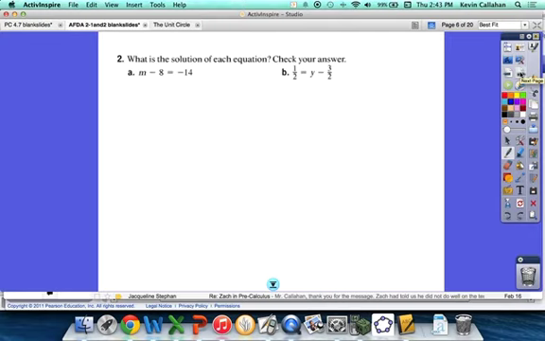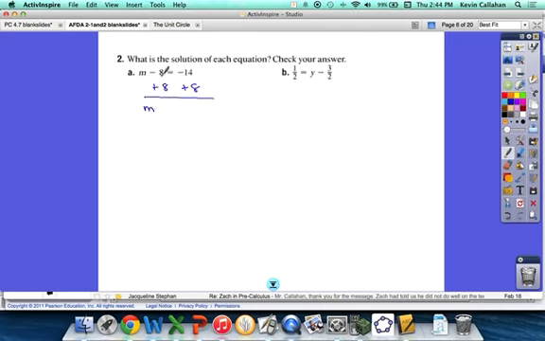Okay, m minus 8 equals -14. What is with the m that has to be moved? And you're going to say there's a -8. Okay, what's the inverse of subtracting 8? And you would say adding 8. And you would show it.